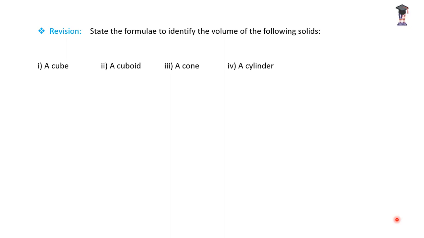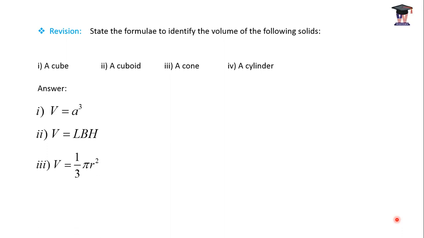Yeah, good. Cube is represented by the cube of side. The sides are all equal. The second one, volume of cuboid, length times breadth times height. And the third one, volume is equal to 1/3 of the base area. The base area is a circle, so pi r square. And the last one, the volume is equal to base area times height. Yeah, the base area of a cylinder is a circle too, so pi r square times h.